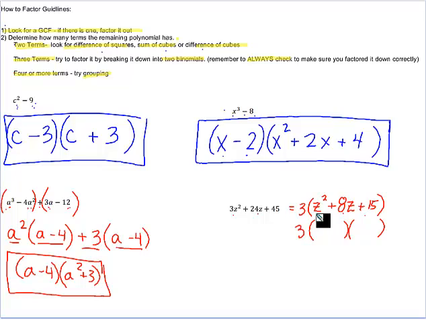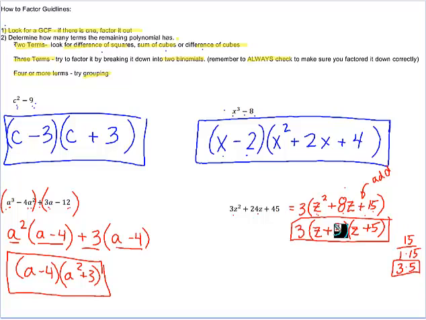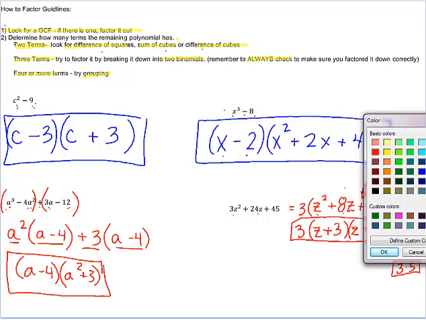Your first term here to get z squared has to be z times z. And this has a coefficient of 1, so we can just look at the factors of 15, which are 1 and 15 and 3 times 5, and find any that add to give us 8. Well, 3 and 5 add to give us 8, so we would say z plus 3, z plus 5. So they're factored.